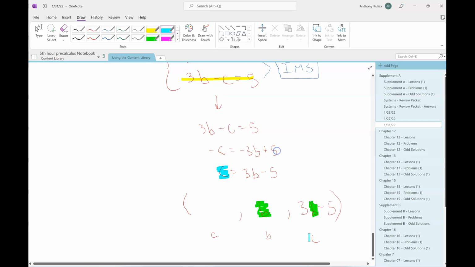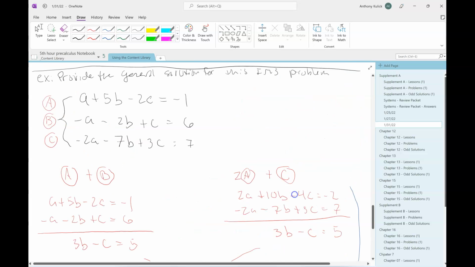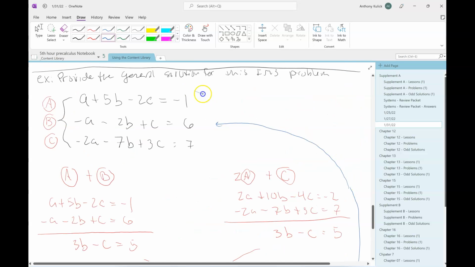So again, since this was C, I'm going to put that part in the C spot. Because it was in terms of B, I'm just going to put B in the B spot. All that I'm left to do now is to find A in terms of B. So to do that, surprise, surprise, I'm going to plug this back into one of my three variable equations. I'm going to plug it into equation A.